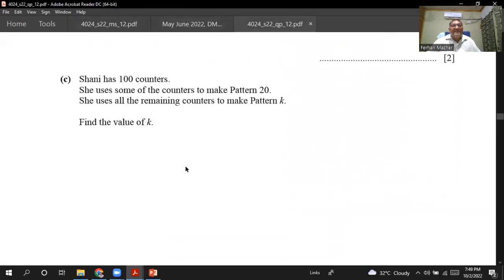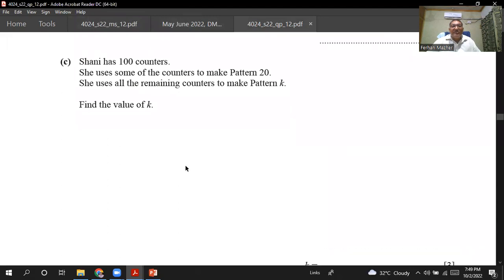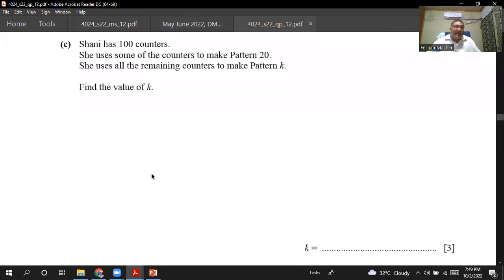So the C part is a 3 marks question. They say that Shani has 100 counters. She uses some of the counters to make pattern number 20. Then she uses all the remaining counters to make pattern K. Find the value of K. So she has 100 counters.